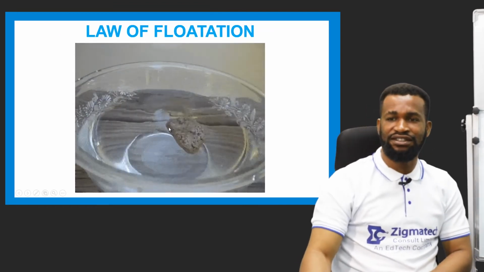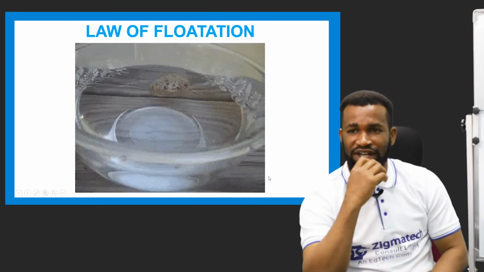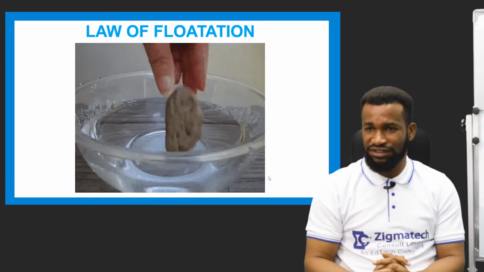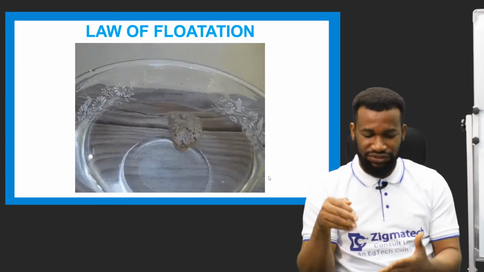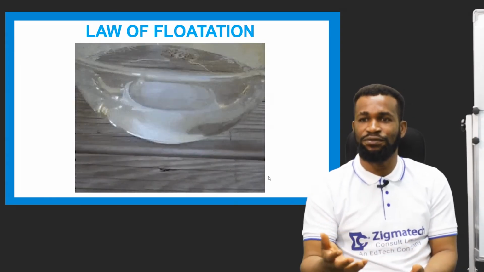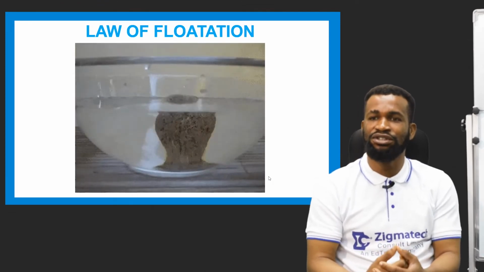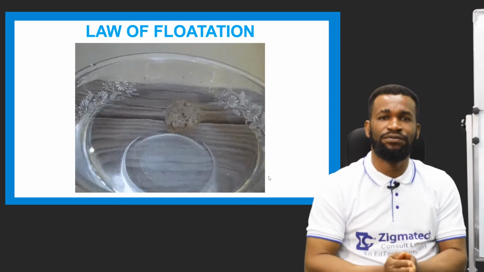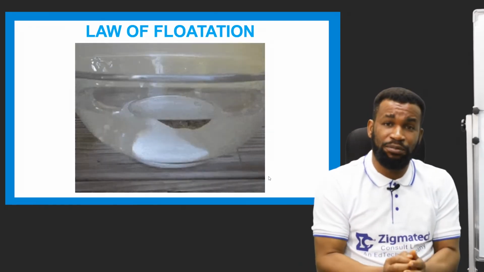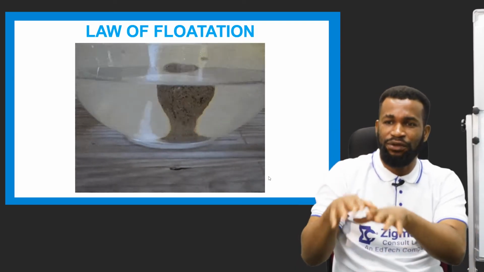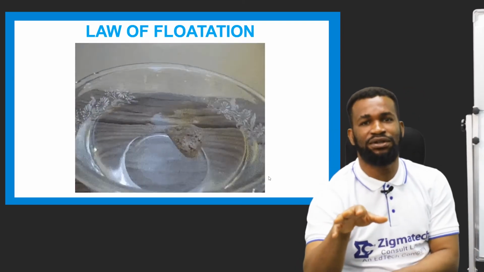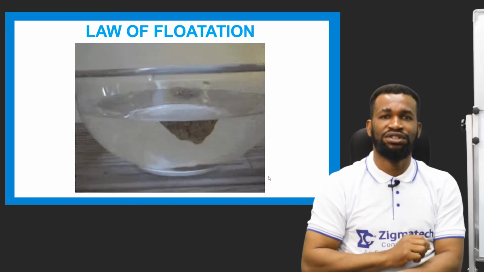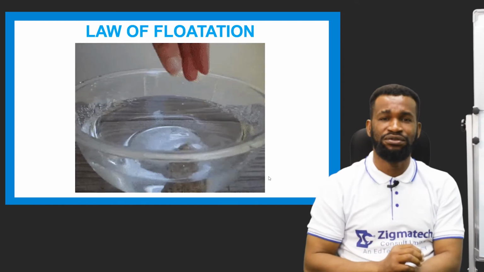Now, look at this clip also. You are seeing a body floating. And remember what the law of flotation stated. That body was supposed to sink, but it didn't. It now decided to float. Why? Because according to the law of flotation, the object can only float when the upthrust exerted by this fluid, in this case water, is equal to the weight of the fluid displaced.